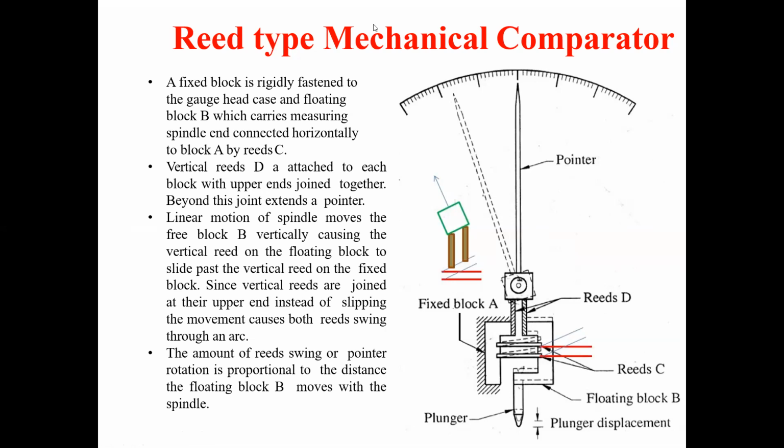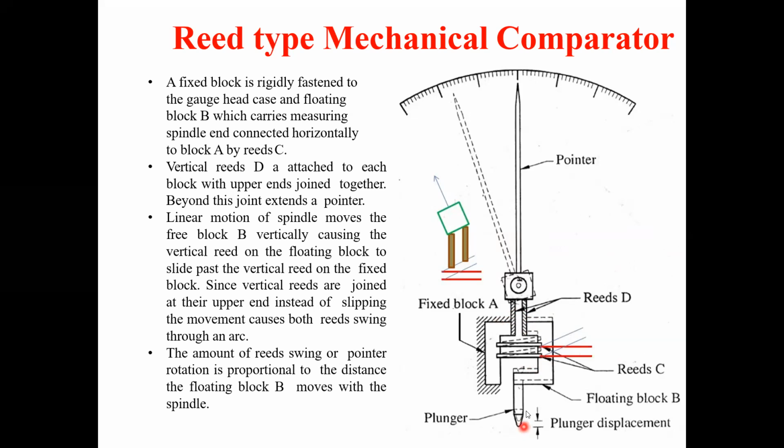Okay, I will show you. If you observe here, this vertical reed is attached to the floating block. It is movable. But the reed attached to the fixed block, this is the fixed block, right?